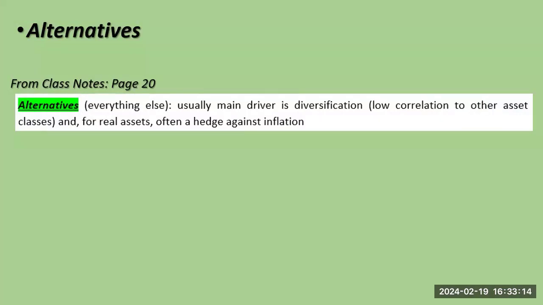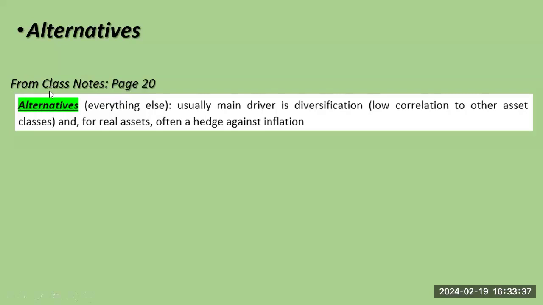All right, alternatives. So we enter our last asset class. And this is where it depends on who you are, what you're going to classify as alternatives. So I include non-US bonds as an alternative. I don't include emerging market stocks as an alternative, but I do include non-US bonds as an alternative. It just depends on the investor.